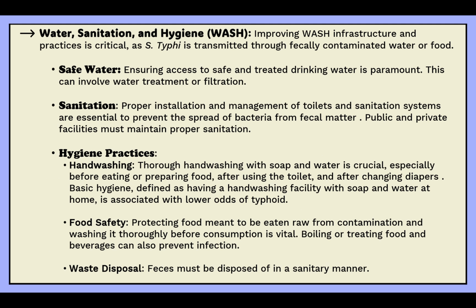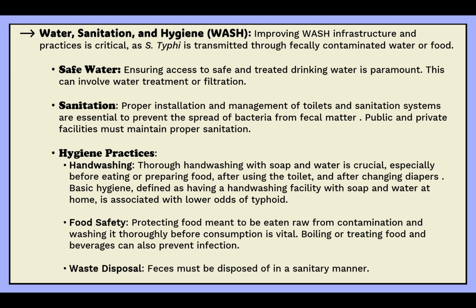Beyond the vaccination, water, sanitation, and hygiene improvements are critical, as S. typhi is primarily transmitted through fecally contaminated water or food. This means ensuring access to safe and treated drinking water, which can involve water treatment or filtration. Proper installation and management of toilets and sanitation systems are essential to prevent the spread of bacteria from fecal matter, with public and private facilities needing to maintain proper sanitation.